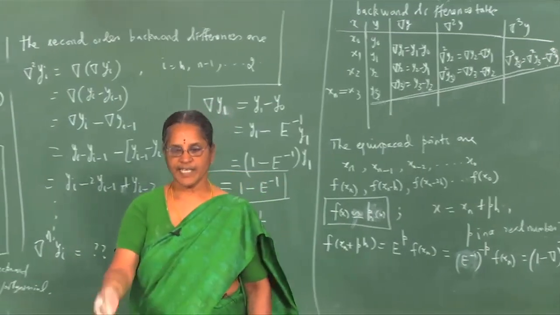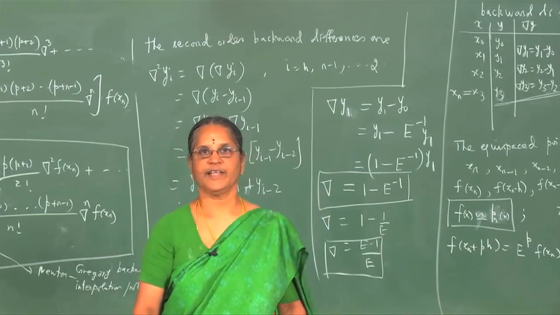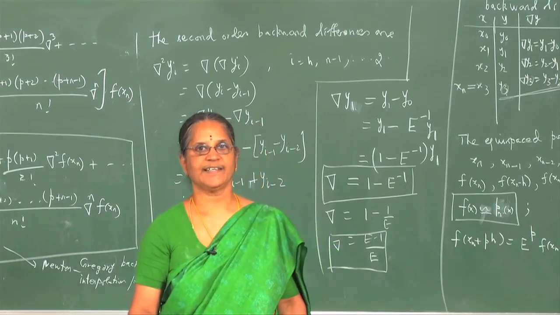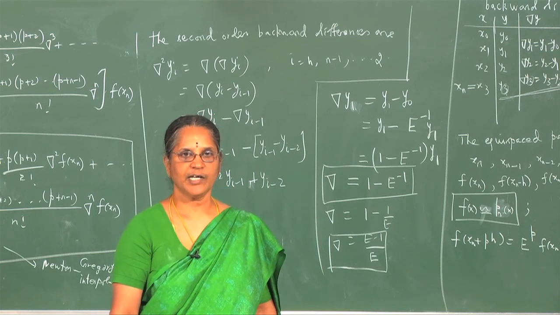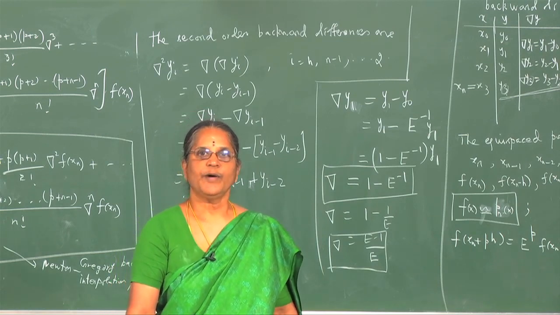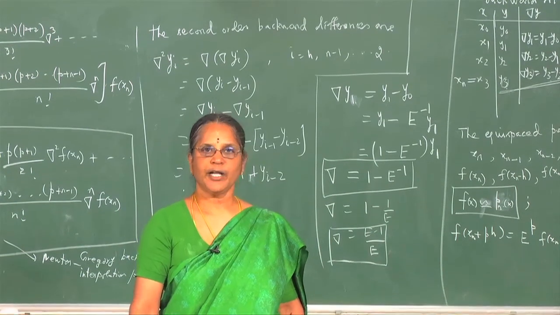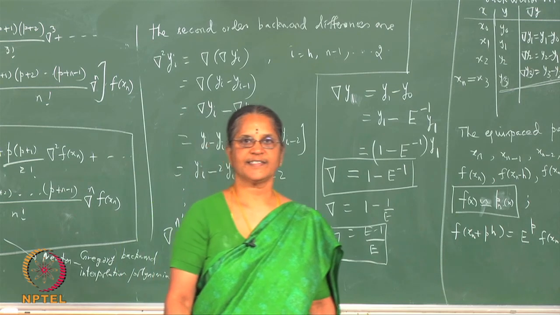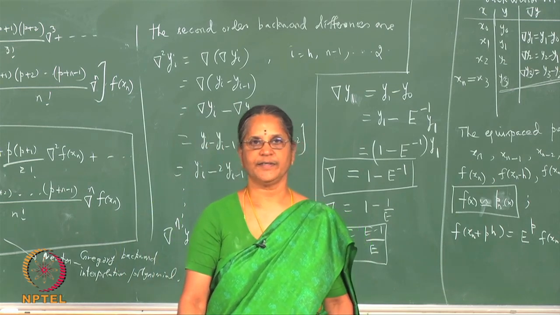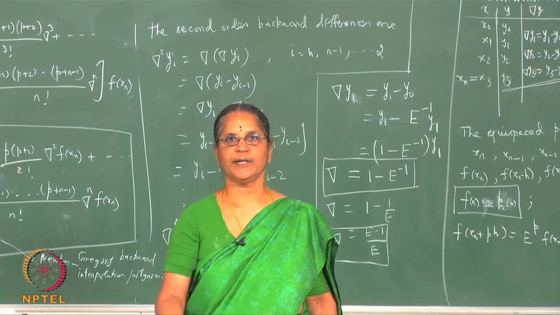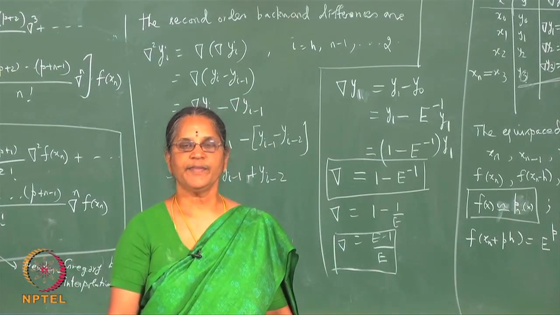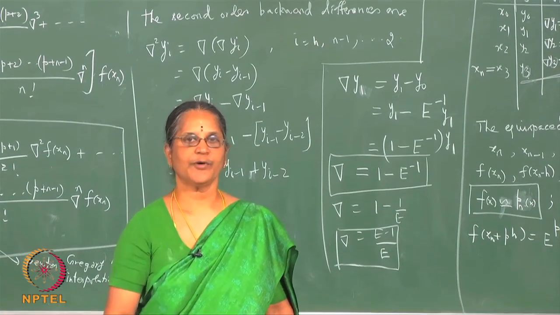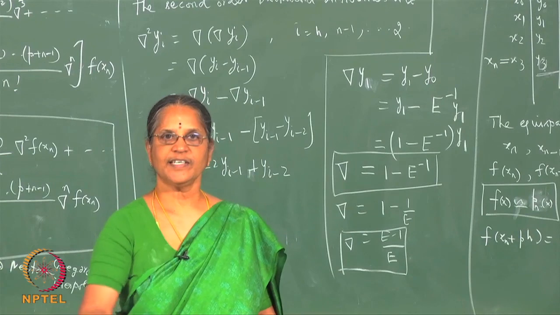So, we have seen in these two lectures that when the information about the function is specified at a set of points xi which are equally spaced, then one can obtain interpolating polynomials by making use of the properties of the forward differences and the backward differences. We will see how we can get interpolating polynomials when the information is provided at a set of xi which are arbitrarily located. We will continue this in the next lecture.